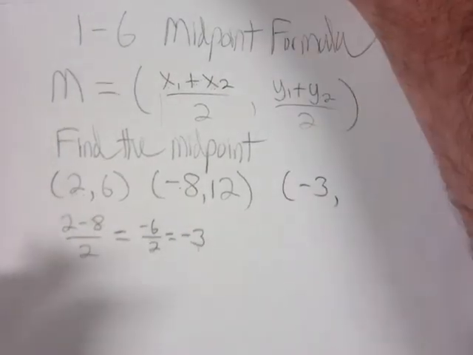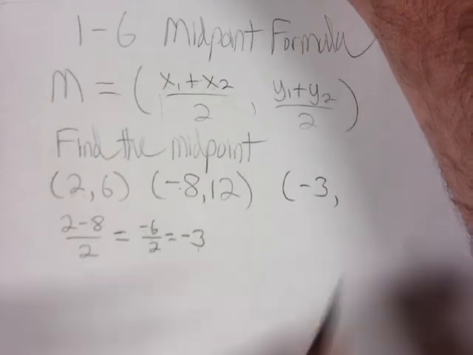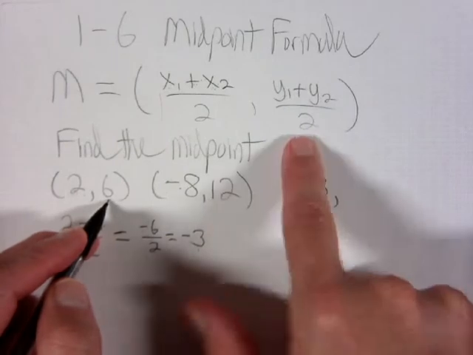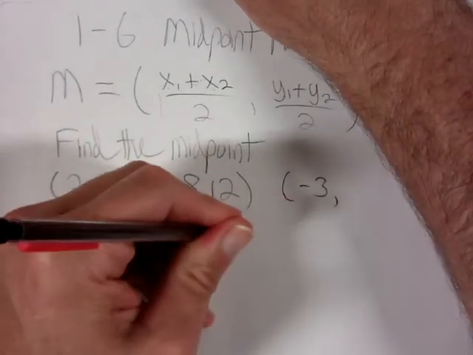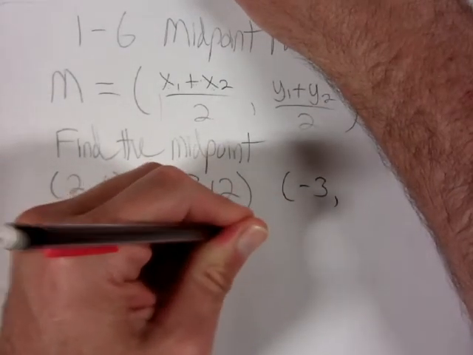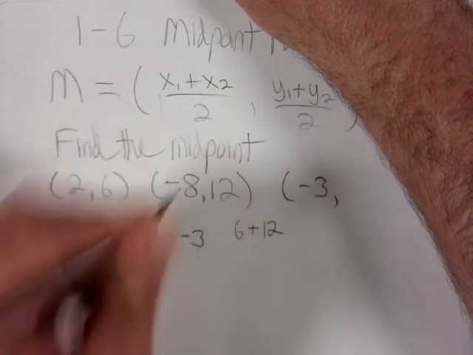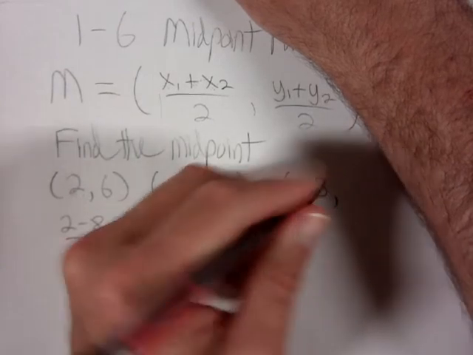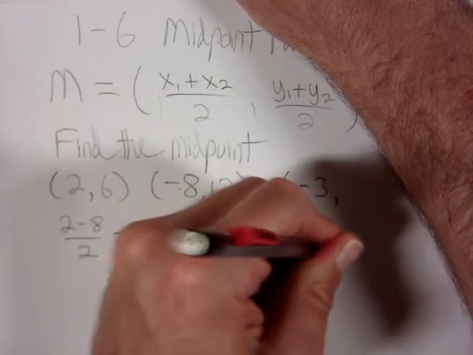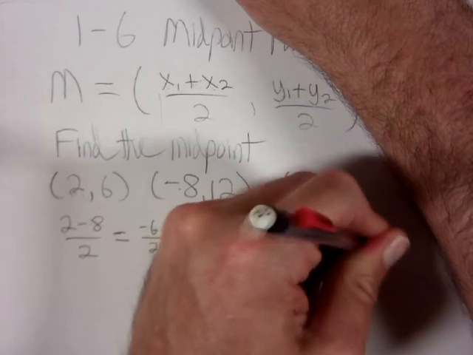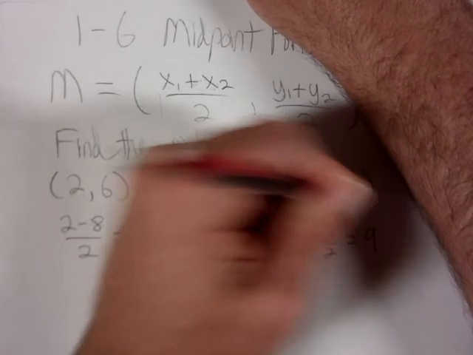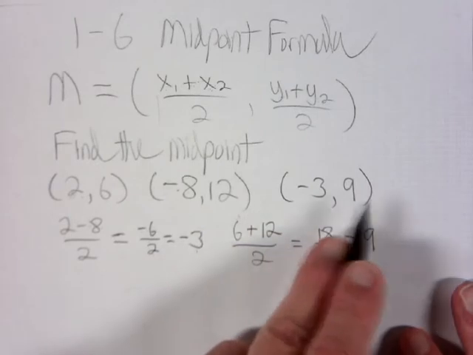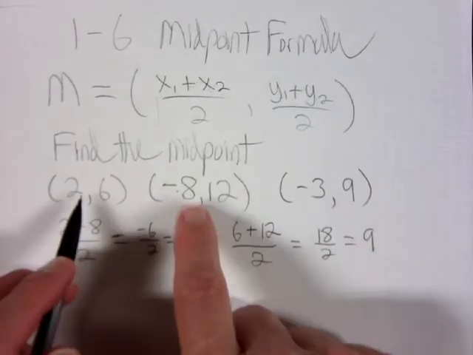All right, next thing that we're going to be going through is we need the y coordinate. So take the y's, put them together, and divide by 2. All right, so my y coordinates are 6 and 12, so we'll go 6 plus 12, because they're both positive here, divided by 2. 6 plus 12, that gives me 18. 18 divided by 2, and then that will give me 9. So what that means is 9 is my y coordinate of the midpoint. Okay, so negative 3 comma 9 is the midpoint between these 2 points.